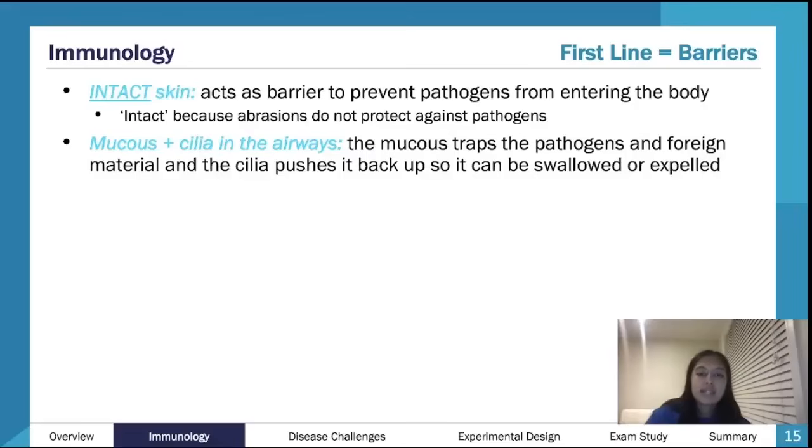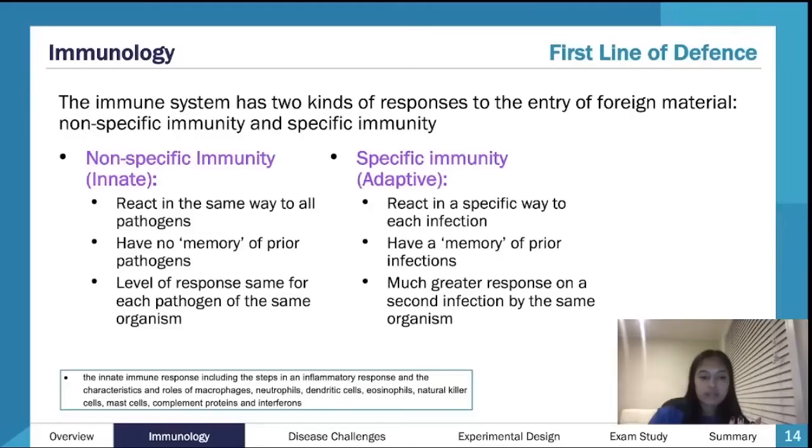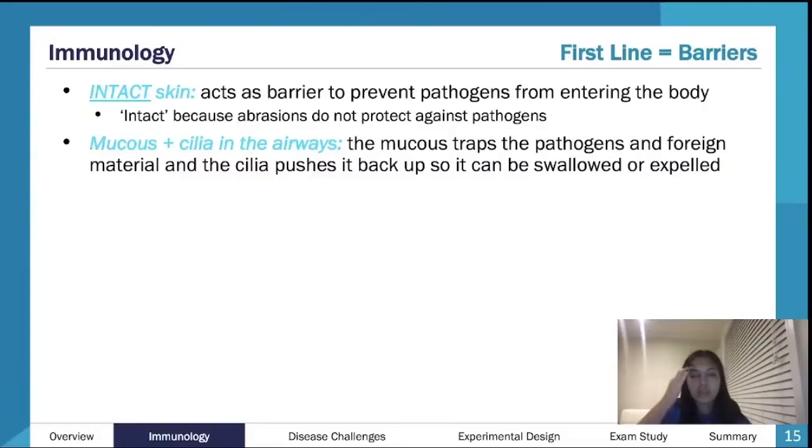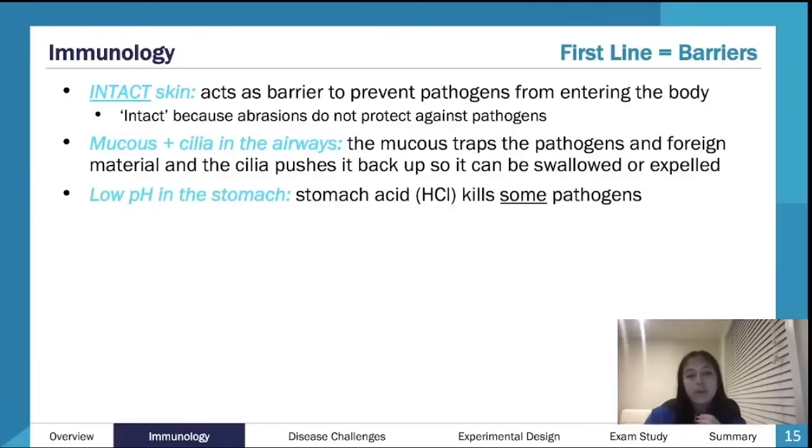So, mucus and your cilia in the airways. It's also important to know what is physical and what's chemical. Your physical, your chemical, and your microbiota are important distinctions to make. Your intact skin would be more physical. Your mucus and your cilia can ultimately be a little bit of both. I prefer to think about mucus in a physical sense because I think it's easier to explain in a short answer.